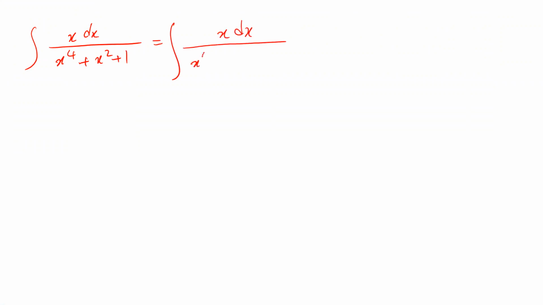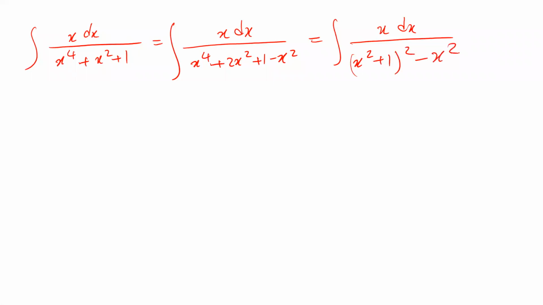Hi, I'm going to show you how to calculate the integral of x dx divided by x^4 plus x^2 plus 1. You can write this integral as the integral of x dx divided by x^4 plus 2x^2 plus 1 minus x^2. And that you can write as the integral of x dx divided by (x^2 plus 1) to the power of 2 minus x^2.